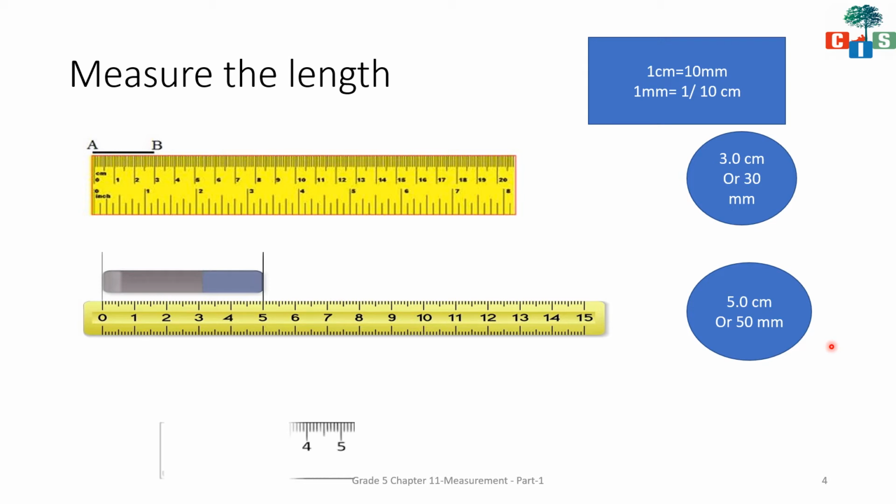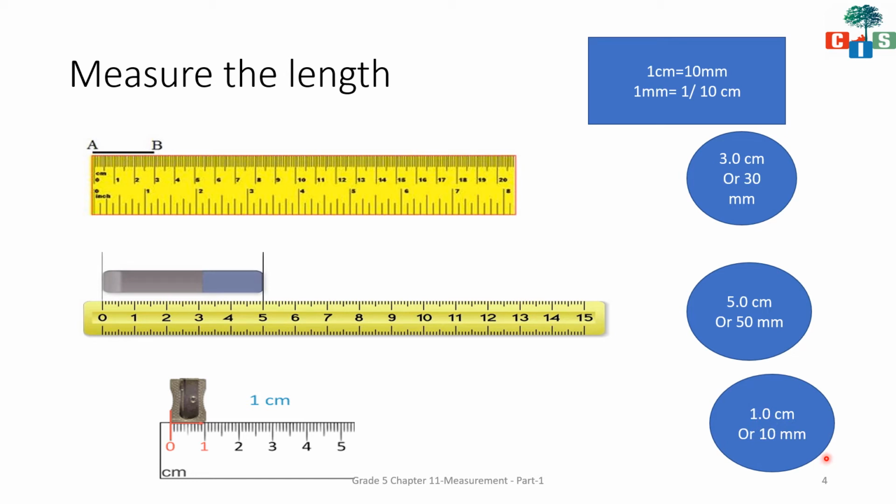Now again, last sum we will see. Here we have to find the length of the sharpener. Again we'll put the starting point of the sharpener at point 0 and we'll see where it ends. Here the sharpener ends at 1. So the length of this sharpener is 1 centimeter or 10 mm. Okay scholars, now we will see how to convert one unit to another unit.